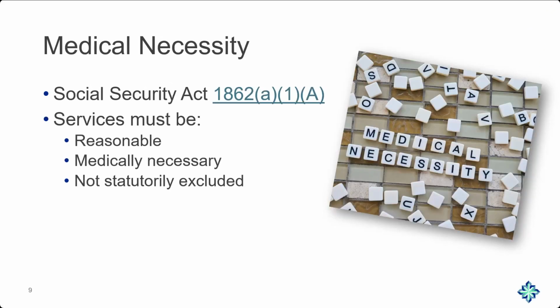So to start out, I'm going to go over a few things that you need to keep in mind when you're billing for evaluation and management services. First and foremost is that the service must be reasonable and medically necessary. And what that means is outlined in the Social Security Act in Section 1862. And as you can see, I have provided a link to that if you'd like to look at that further.